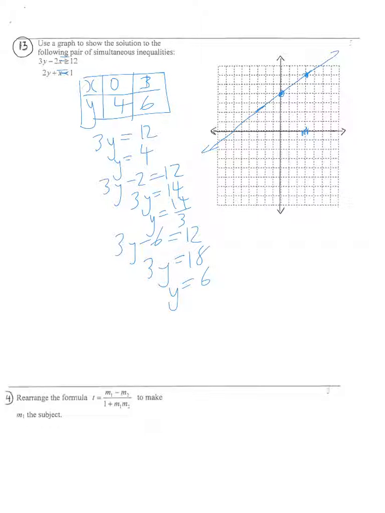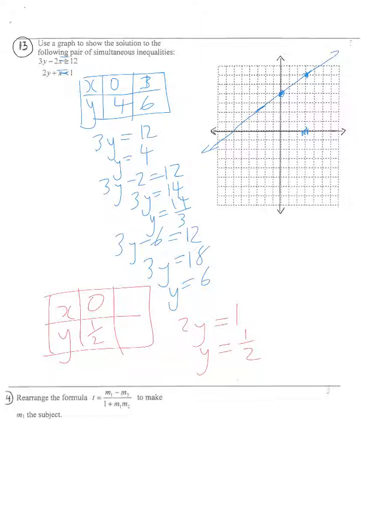Okay, for the next one, again, x and y, we have 0, so 2y plus 0 equals 1, so y is going to be a half. A half's okay. With 1, 2y plus 1 equals 1. Take away 1 both sides. 2y equals 0, so y equals 0. So we have 1, 0, so 1 across, but not going up. We've got 0, and then up a half, which is just there.